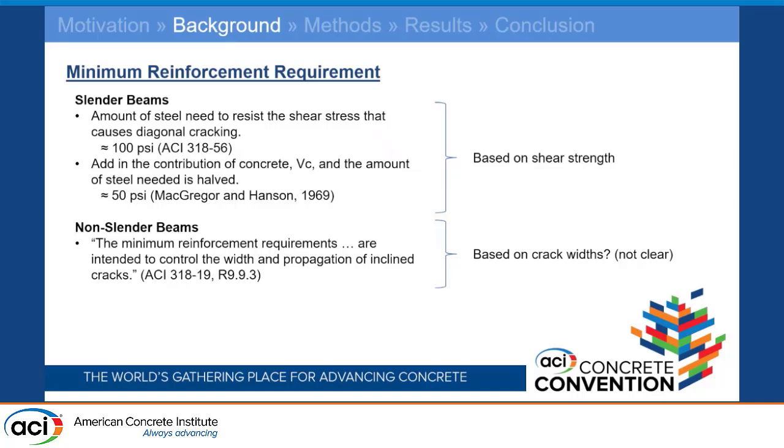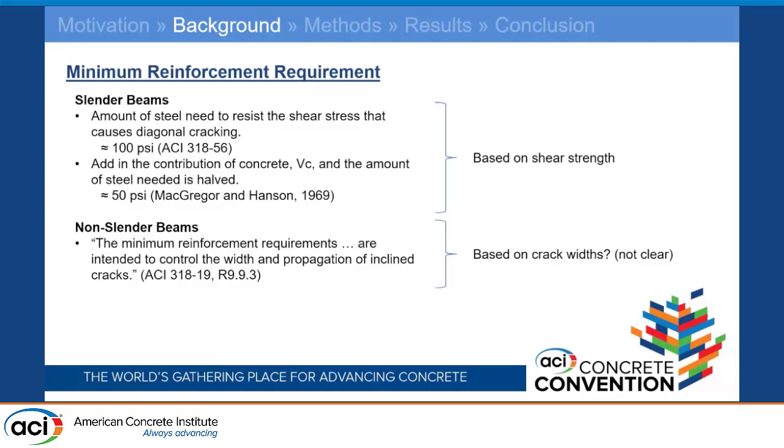And then one more piece of background: where do the minimum requirements come from? Well, in 1956, the minimum shear reinforcement that was required was taken as the amount of steel needed to resist the shear stress that causes diagonal cracking. It's also similar to how we derive our minimum flexural reinforcement as well. It's the amount of reinforcement needed to resist the flexural cracking.